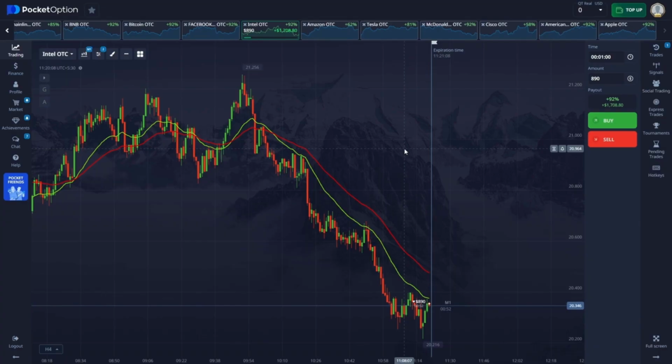on Intel OTC. You can see that the candle closed at the EMA 25 level, so that's why I took this trade for the downside move. The trade is also going in our favor right now. Okay, the candle has reversed. Now the trade is not going in our favor, but we still have 19 seconds left.